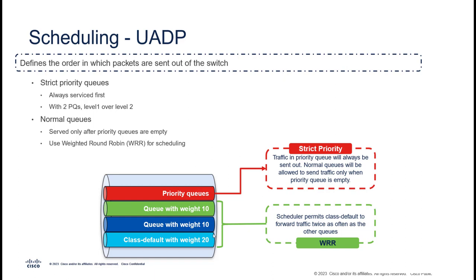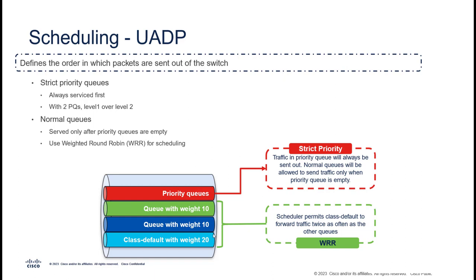Now we can have up to two priority queues, priority queue one and priority queue two. So priority queue one would have the absolute priority. So this means that if traffic is coming into both priority queue one and two simultaneously, then the traffic in priority queue one would be processed first and priority queue two would be processed only when priority queue one is empty. Now the rest of the queues, which are the normal queues, they get to fight over the remaining bandwidth once the priority queues have done processing the traffic in their respective queues and there's no traffic in the priority queues.